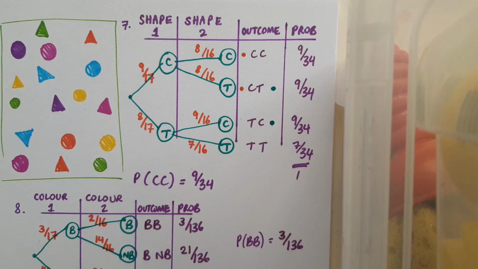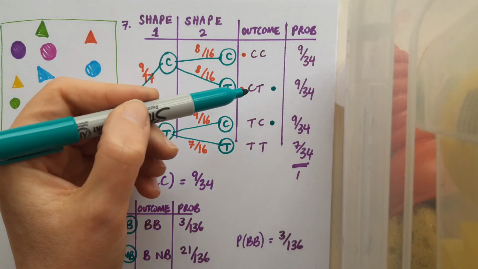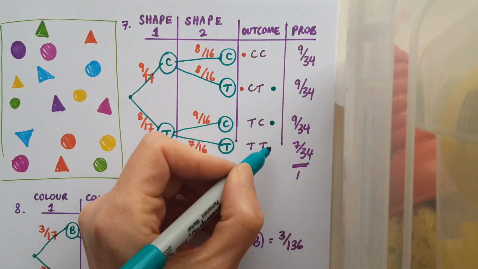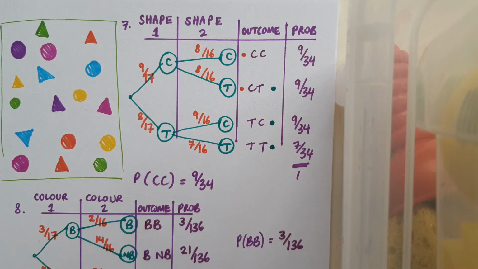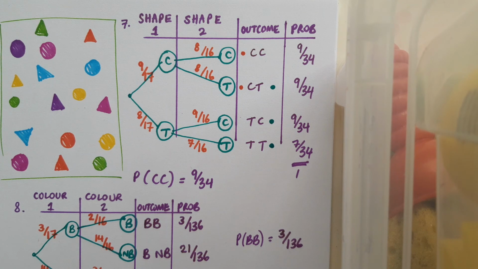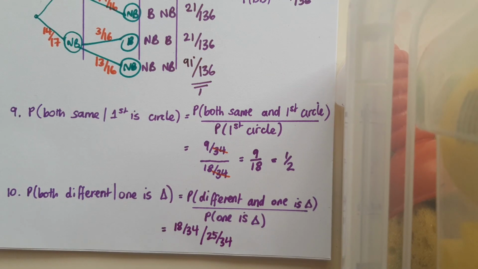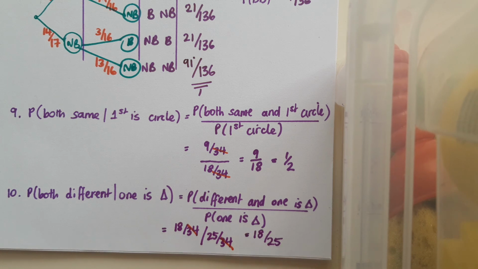And then I want to know in which options is one of the outcomes a triangle. So there, and well, definitely one of those outcomes is a triangle, because in fact both of them are. So I end up with 18/34 over 25/34. A little bit of cancelling going on there again. And my answer is 18/25, or 0.72 if you like.